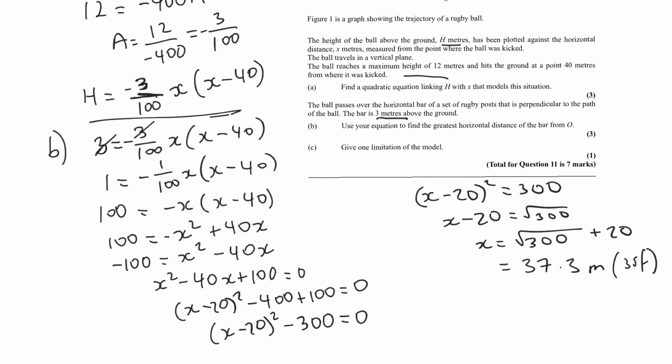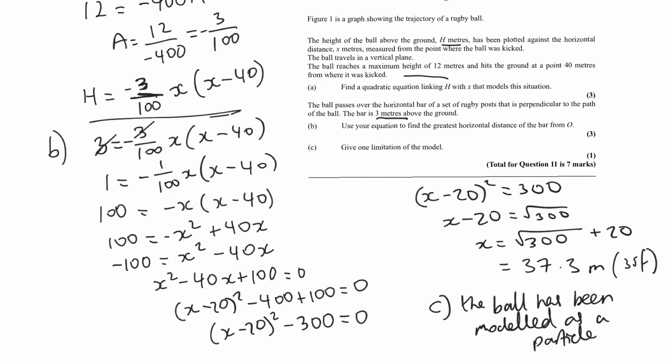Brill. So then the last bit, which is part C, says give one limitation of the model. There's literally loads that you could have chosen. You could have said things like there's no wind or air resistance. You could have said the ball is being modeled like a particle. There are quite a few, so I'm just going to go with the ball has been modeled as a particle. The reason we know this is a problem is because the weight of the ball is very different to the weight of a particle, so this may not be representative at all. So yeah, any of those points.